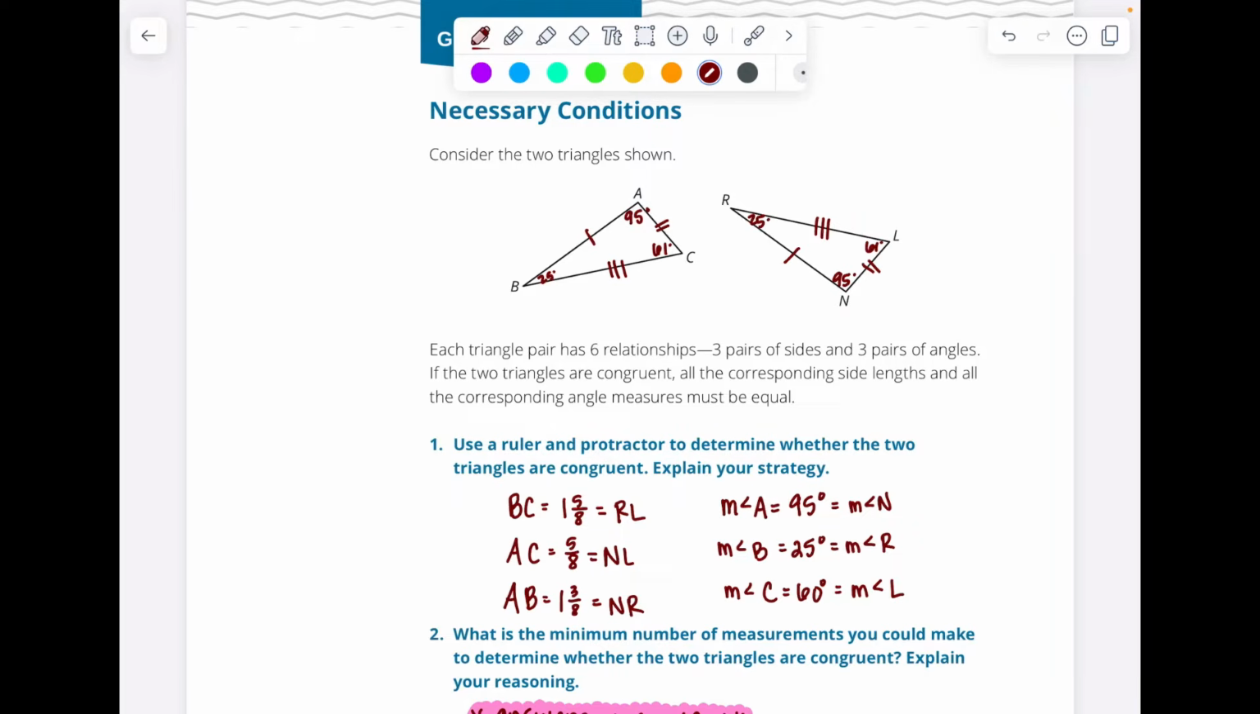And then for the angles, the corresponding angles are indicated here. So angle A and angle N are corresponding and congruent. Angle B and angle R are corresponding and congruent. And then of course C and L are corresponding, meaning they're the same angle. They're in the same spot in each triangle basically, and they're congruent.